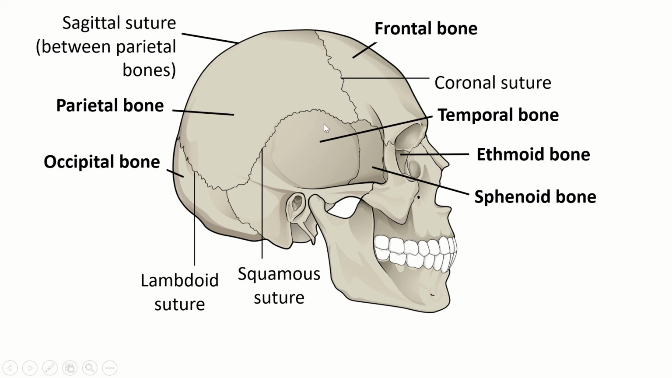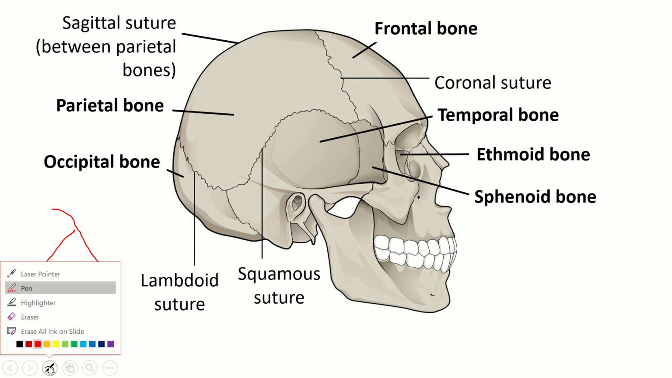Now, the lines between the bones: the coronal suture goes along the frontal bone between the frontal and the parietal bones. The squamous suture goes between the temporal bone and the parietal bones on either side. Between the occipital bone and the parietal bone is the lambdoid suture. The reason that it is called the lambdoid suture is that it is shaped much like the letter lambda in Greek. That's what it looks like, and so it's called the lambdoid suture.